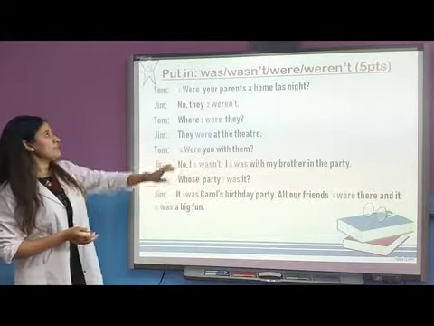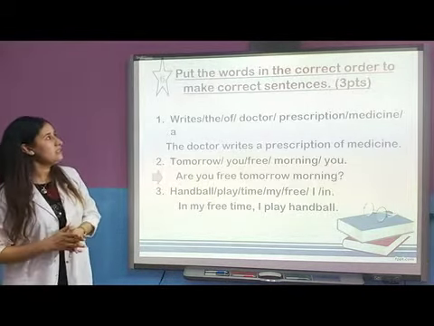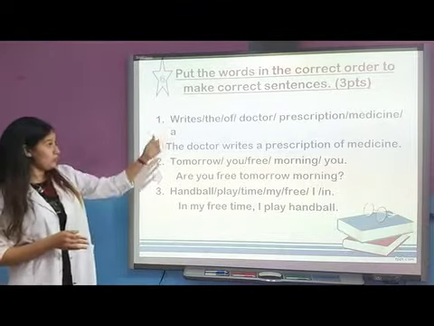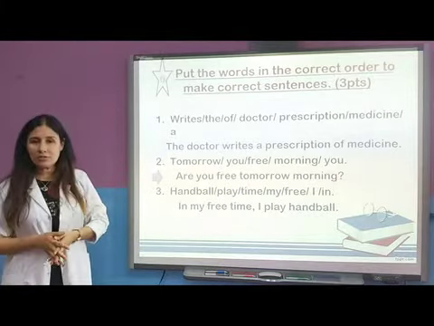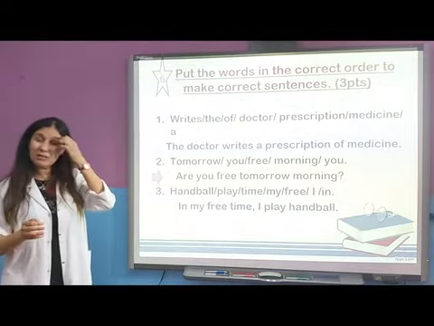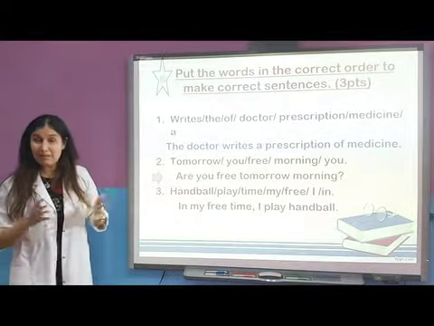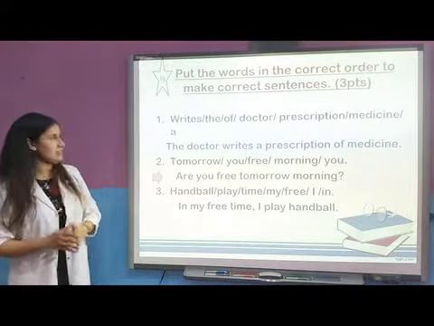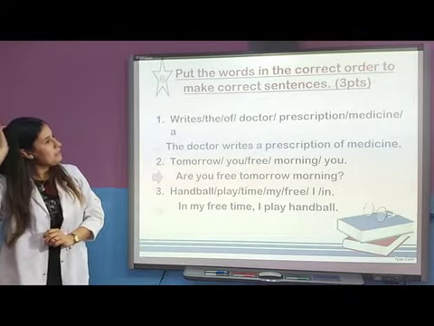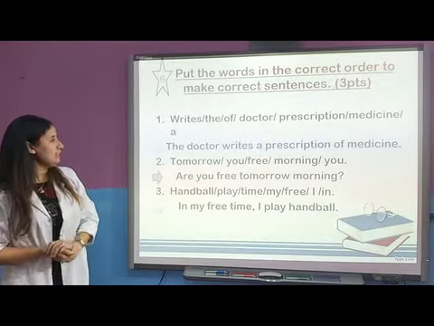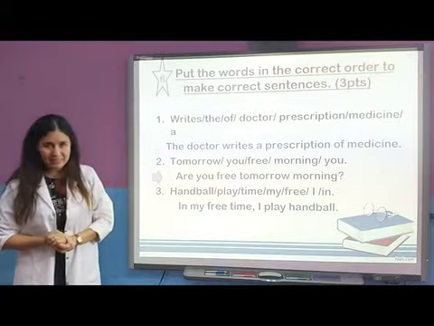Now let's move on to correcting the last exercise, and here you have to put the words in the correct order in order to make correct sentences. As you can see here, we have scrambled sentences that are made up of scrambled words. You have to put them in the correct order and then come up with correct, complete and also meaningful sentences. So, number one, we have: writes, the, of, doctor, prescription, medicine, and a. The right answer is: the doctor writes a prescription of medicine.